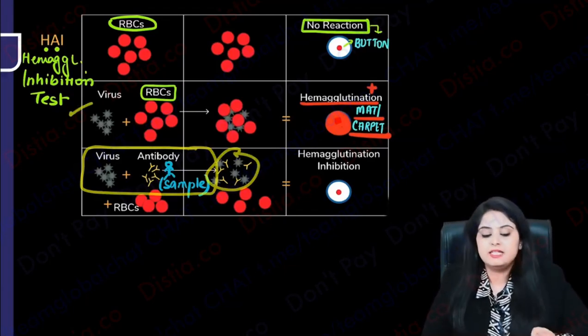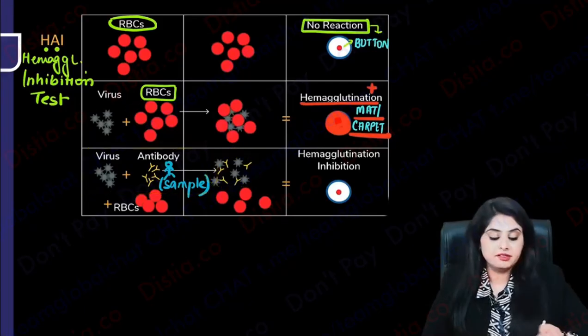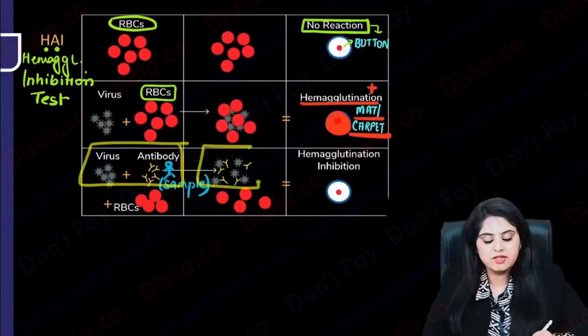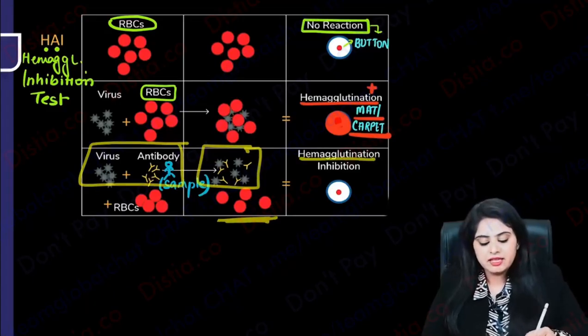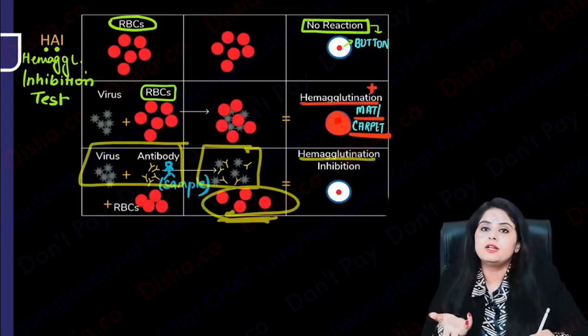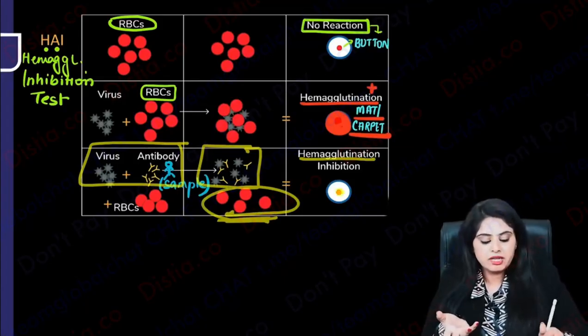Earlier the virus was free, that is why it was going and binding with the red blood cell. This time the antigen has got a partner called antibody. Antigen-antibody reaction will occur. So will they have any time for going and sticking onto the red blood cell? No. So now can I say once again the red blood cells will be like, I'm waiting, no one is coming to me, let me just sit down and make a button.